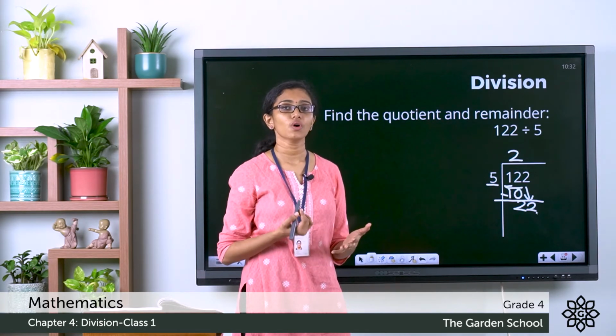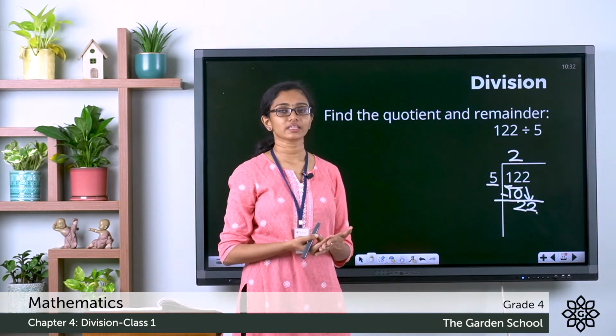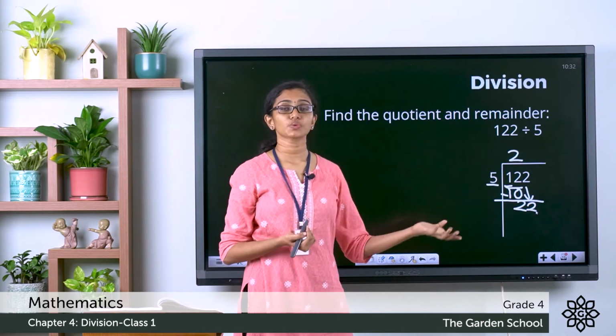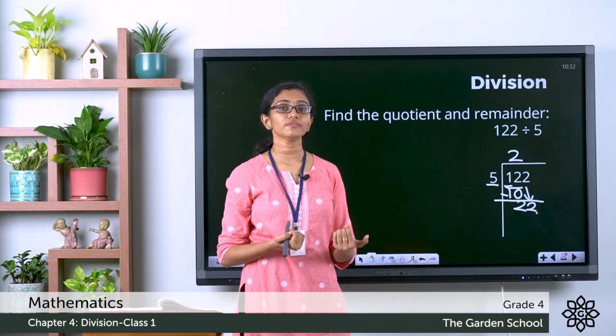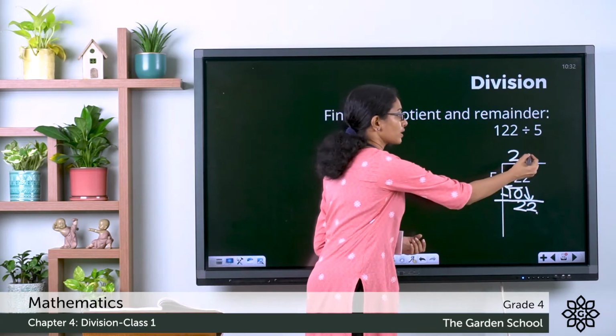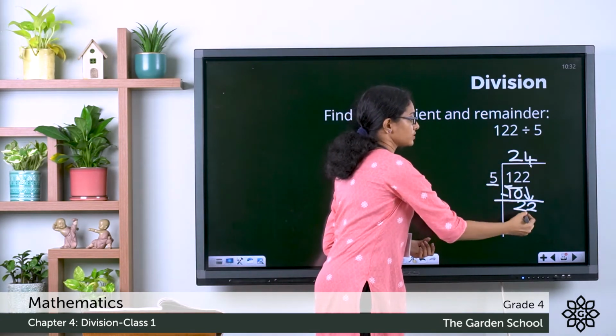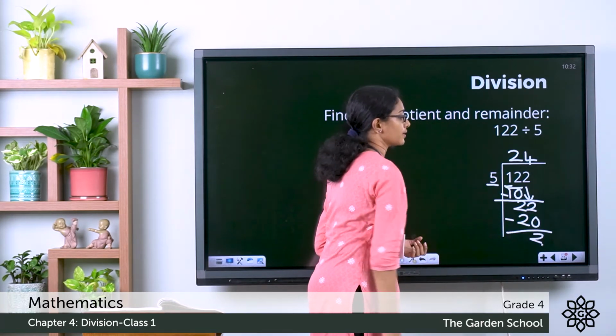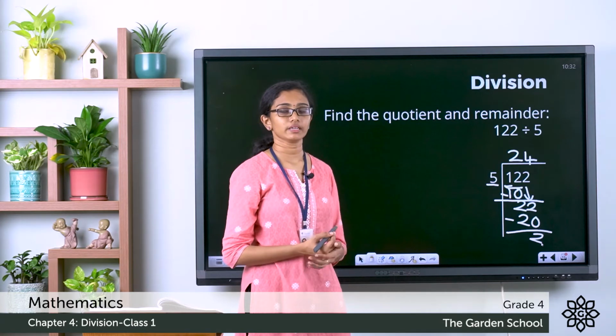5 ones are 5, 5 2s are 10, 5 3s are 15, 5 4s are 20, but 5 5s are 25. So we can take only 5 4s. So let's write 4 here. Now 4 5s or 5 4s are 20. Subtract the two numbers and you get 2 here. So that is the remainder.